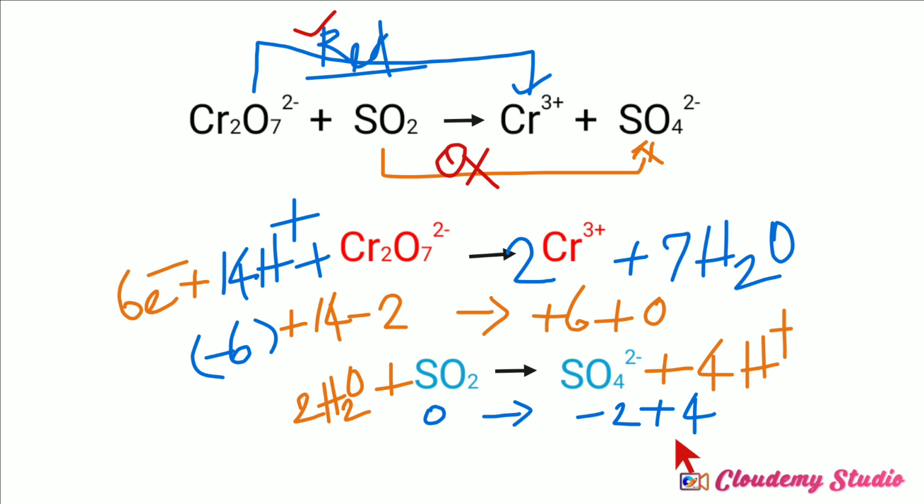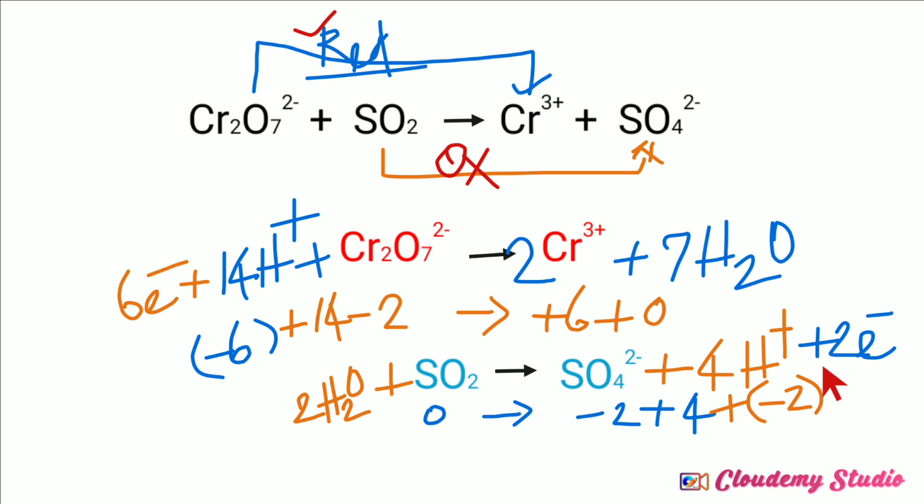So in order to make it 0, we need to add minus 2 to the right hand side. Then only the charges will become 0 on the right hand side. So a minus 2 charge is required in order to make the charges equal. This minus 2 refers to 2 electrons. So we are adding 2 electrons on the right hand side of the oxidation reaction. Now the oxidation reaction is balanced.